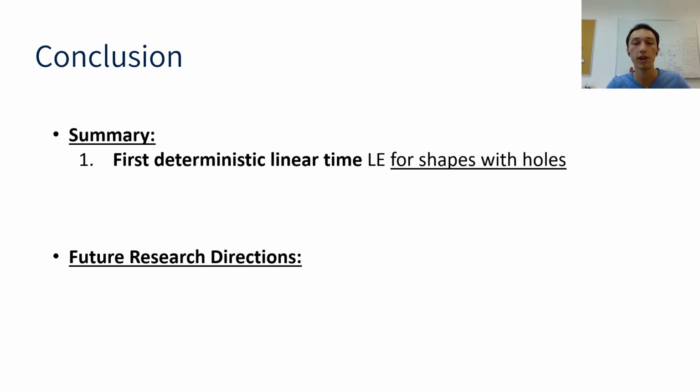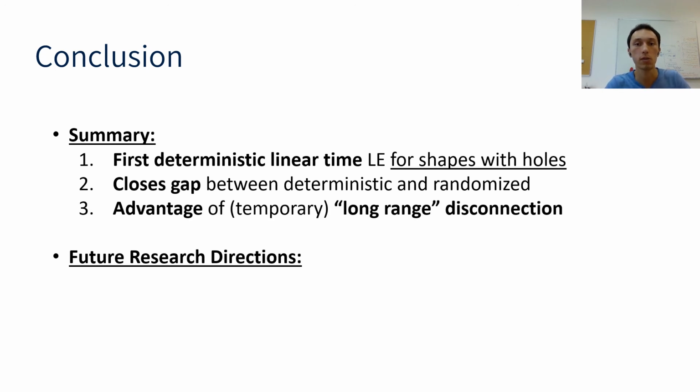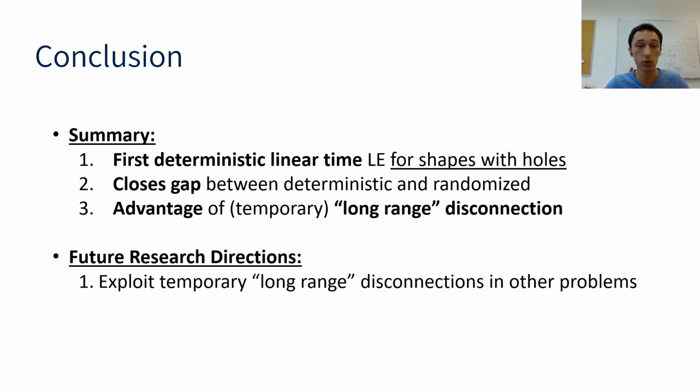In summary, we provide the first deterministic linear time leader election algorithm for shaped waveforms. At the same time, we close the gap between deterministic and randomized algorithms. However, do note that our deterministic algorithms require particles to move, unlike the randomized algorithms. Finally, our result provides interesting insight into the strength of temporary long-range disconnections of the particle system. A natural future research direction is to study whether such disconnection can be useful for other problems.